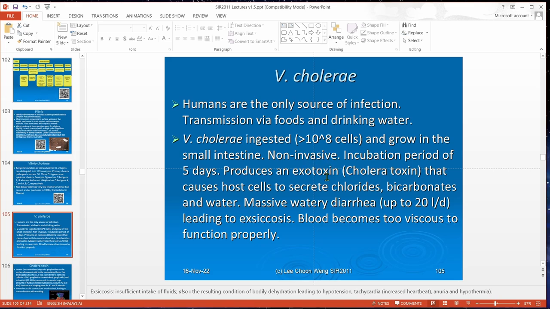Although it's non-invasive, it produces a toxin, cholera toxin, that causes massive watery diarrhea. So up to 20 liters in a day. You will be purging 20 liters per day. That's a lot, okay? So if you do not replenish water, your liquids, your blood becomes too viscous, too thick. This is called exsiccosis. Exsiccosis is the state where your blood becomes too thick, leads to organ failure. Your heart cannot pump it, your kidneys cannot process it. Okay, blood becomes too thick.